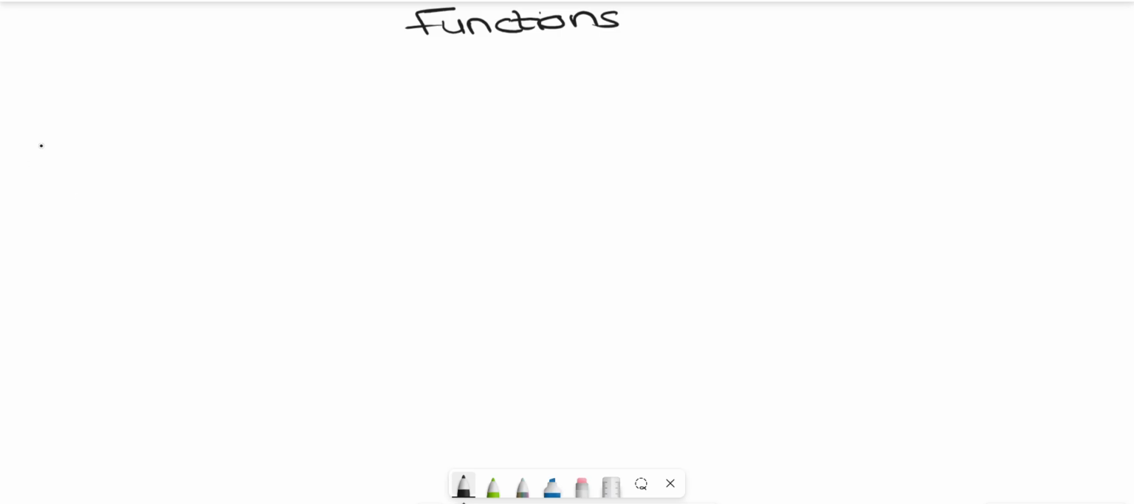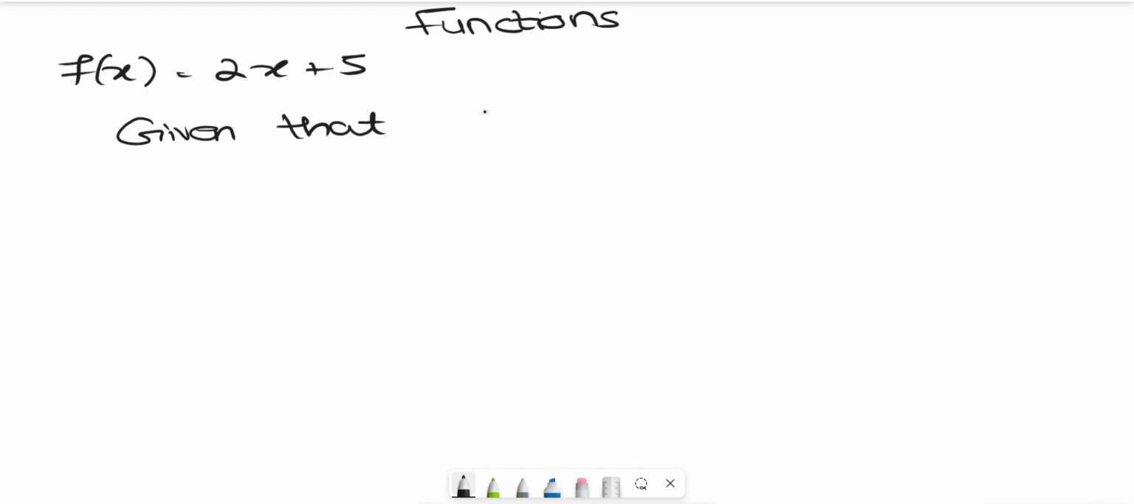Okay, let's say you were given f of x equals 2x plus 5. Now, given that, this is where it gets a bit tricky. Given that f of 3 equals t plus 2, find t. So basically this is a combination of a few things that we have studied so far.